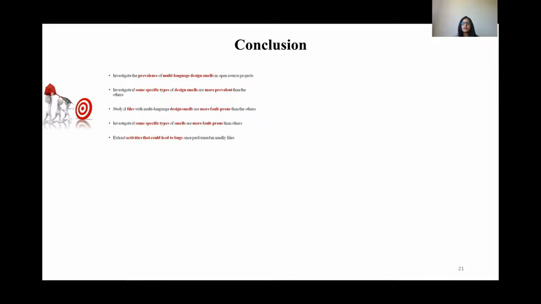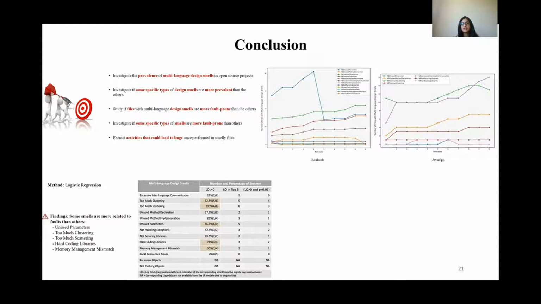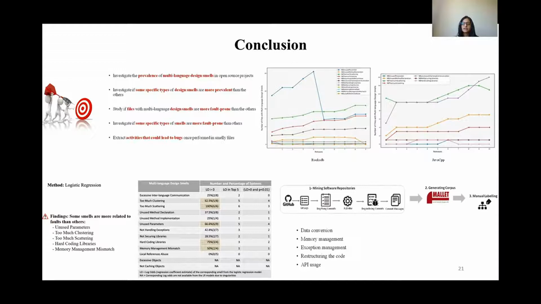Now, to conclude, in this presentation, we have reported our objectives in the study, and we have reported that multilingual design smells are prevalent and that they increase from one release to another. We also reported that multilingual design smells are often related to bugs and that the impact varies from one design smell to another, while we have pointed out the most fault-prone design smells. And finally, we performed a qualitative analysis and extracted the activities that could lead to bugs once performed in smelly files. Thank you.